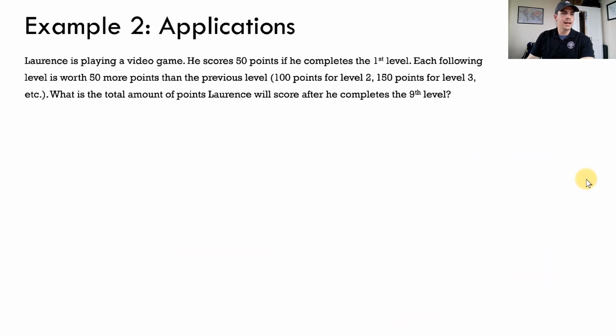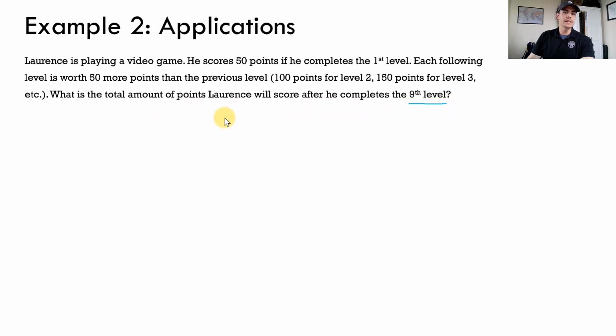All right, second example, looking at applications. We have Lawrence playing a video game. He scores 50 points if he completes the first level. Each following level is worth 50 more points than the previous one. So when he completes the second level, he gets 100 points. The third level is worth 150 points, and so on. What is the total amount of points Lawrence will score after he completes the 9th level?